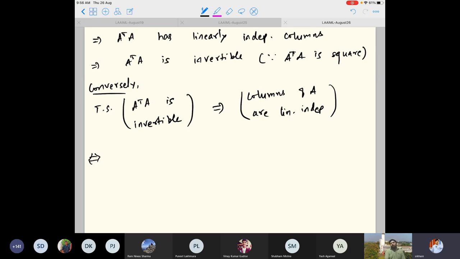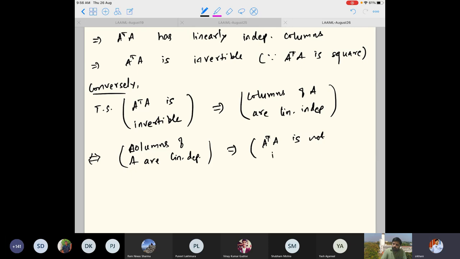If I want to prove the contrapositive of this, what will I really like to show? Columns of A are linearly dependent. This will mean that A transpose A is not invertible. Is that correct? That's what I will try to show. And how can I show that?